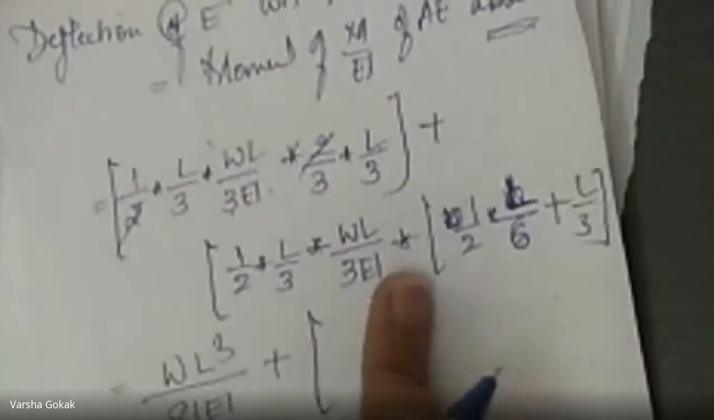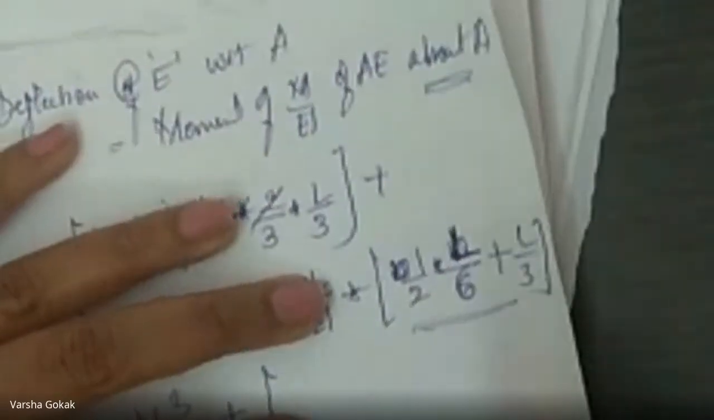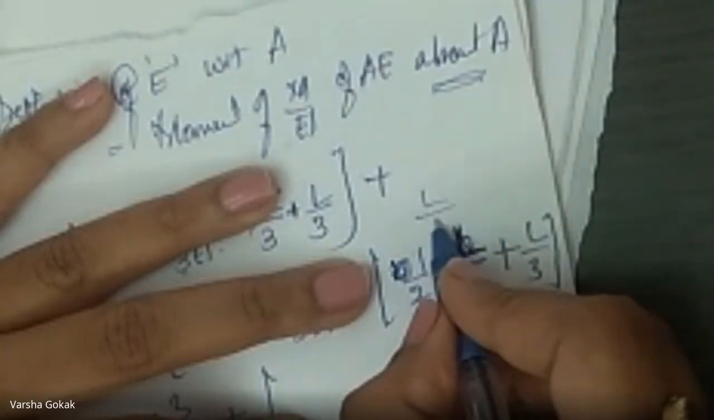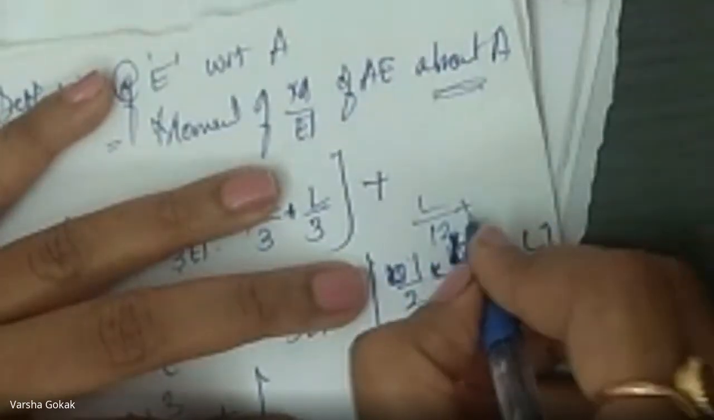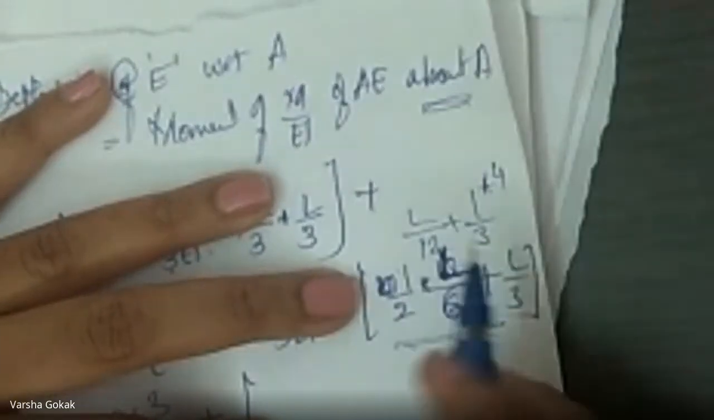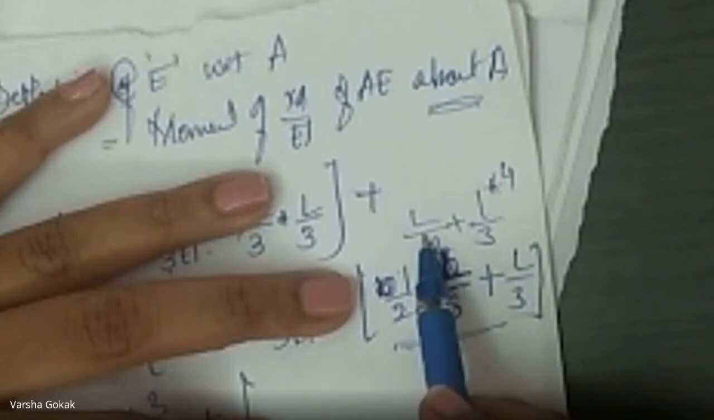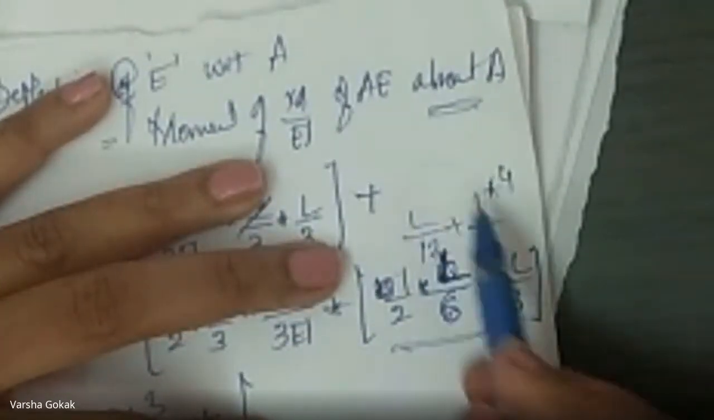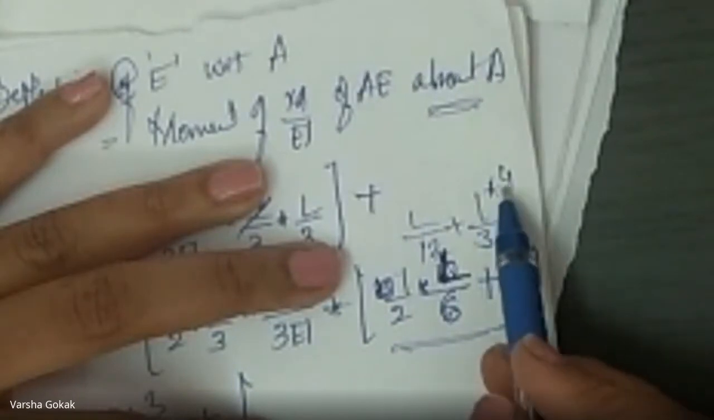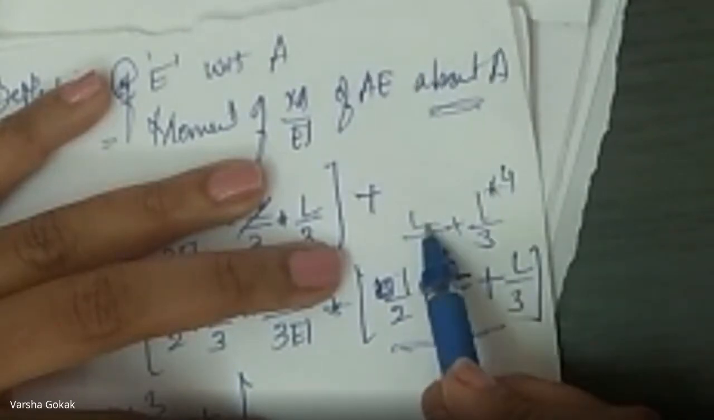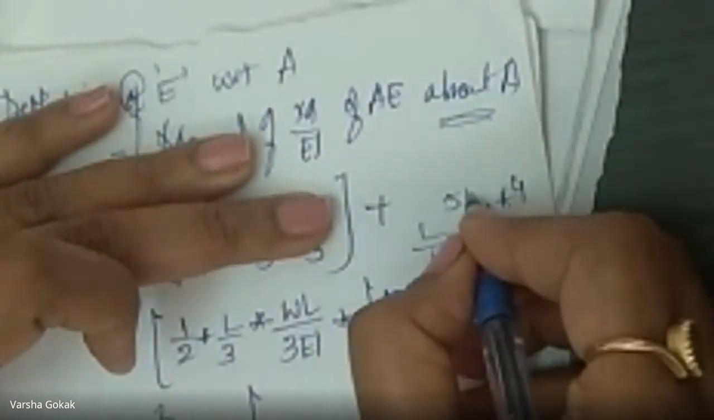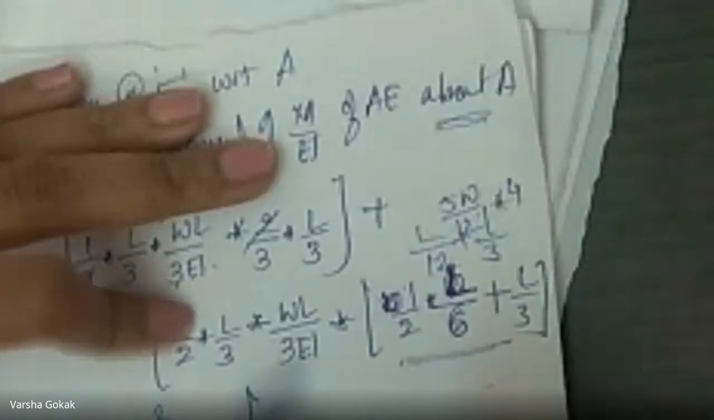Plus, for this I have to write. Before writing, let us simplify this. Half of L by 6 means L by 12, plus L by 3. So 12 being the LCM, this becomes 4, and this is 1 as it is. 3 4s are 12. So 4 times L plus 1L is 5L. This is going to be 5L by 12. Now I have to multiply this here.